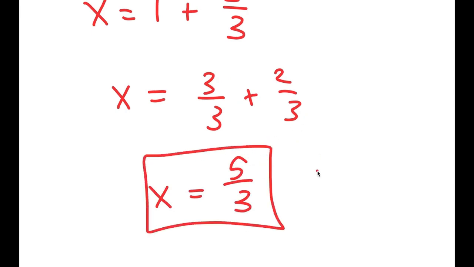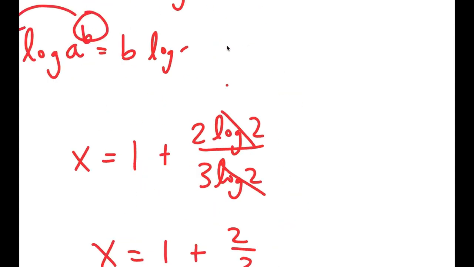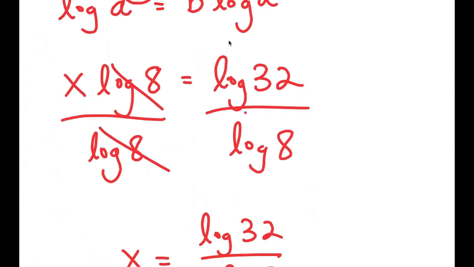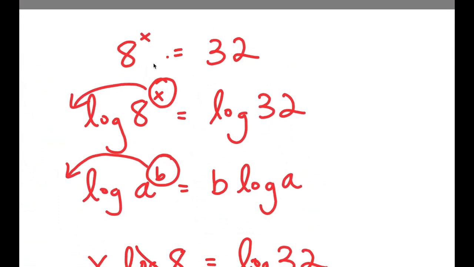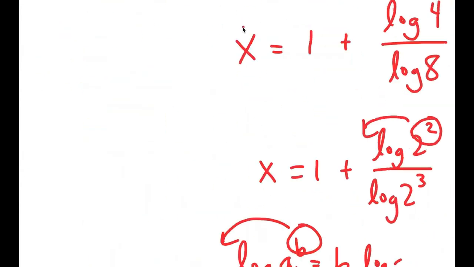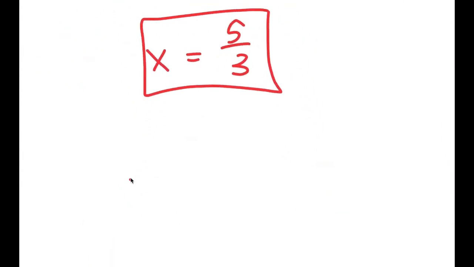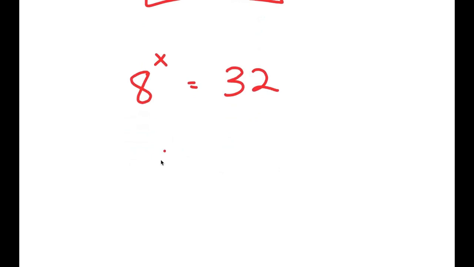Now, how do we know that this is the right answer? So, going back, we have 8 to the power of x equals 32. And we're plugging in 5 over 3. So we get 8 to the power of 5 over 3 is equal to 32.